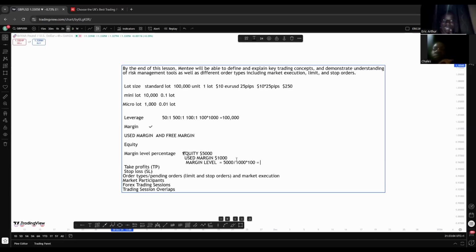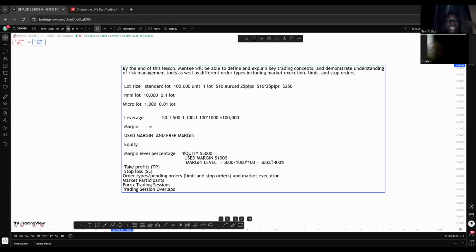Some people are mathematicians here, Gabriel and Charles. Okay, so you see that this is the percentage level when your account is intact, like everything is intact. So when this is reducing, let's say now your account has reduced to 400%. That means you are in a loss. You get it? That means you are in a loss.